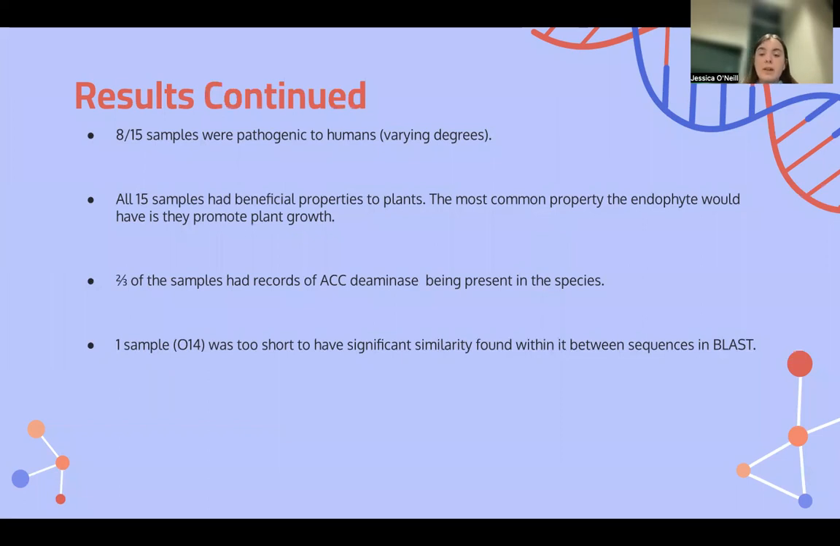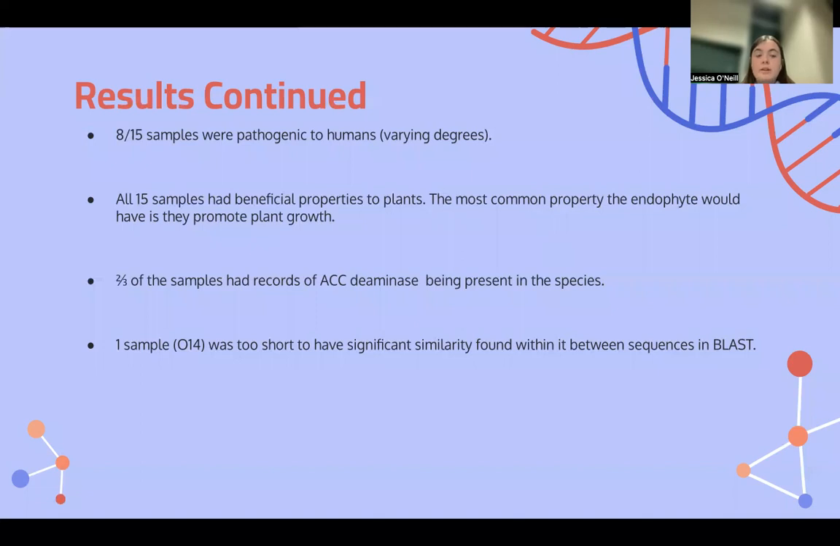The least pathogenic ones were pathogenic to humans who were completely immunocompromised and had no way to fight back against them, and some were pathogenic to humans no matter how strong their immune system was. All 15 of my samples had beneficial properties to plants. The most common property the endophyte had was promotion of plant growth. However, they all did this in different ways.